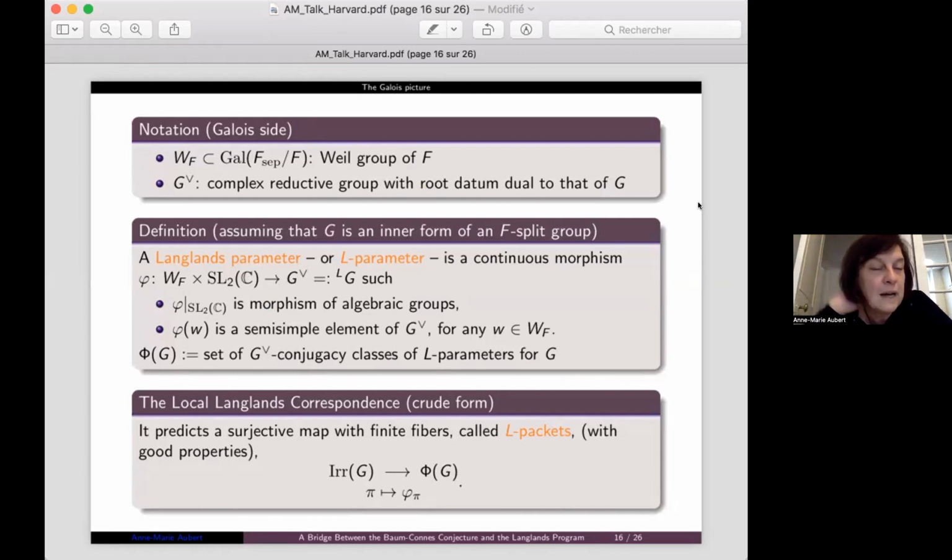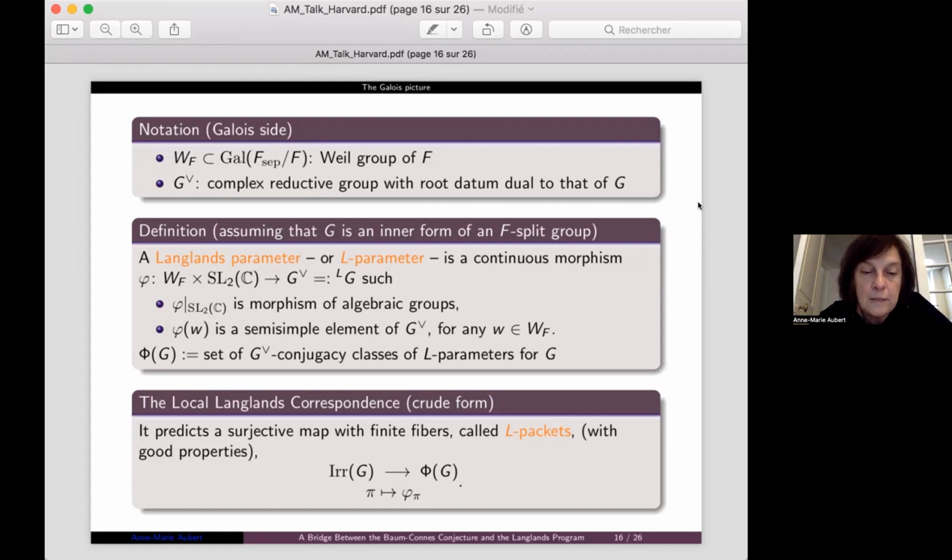First, going to the Galois side, I will consider a group attached to the p-adic field F, a local non-Archimedean field F. This is the Weil group, and it's a dense subgroup of the absolute Galois group of F, which will be very important. We need to consider a complex reductive group, G-check, which has root datum dual to that of G. For example, for GL_N(F), G-check is GL_N over C. But if G is SL_N, then G-check will be PGL_N over C. You will exchange the roots. If you start with Sp_2N over F, you will get for G-check SO_{2N+1} over C.